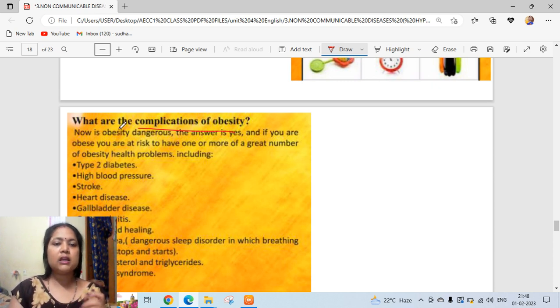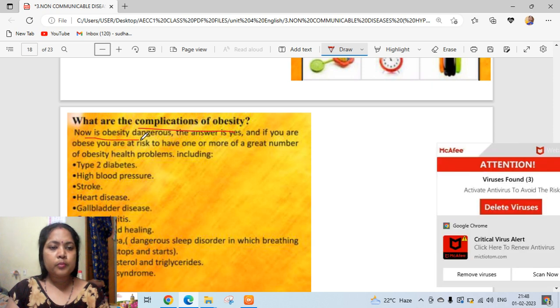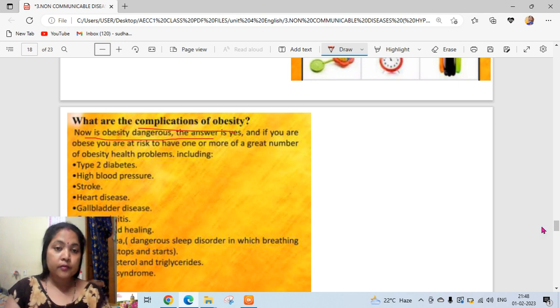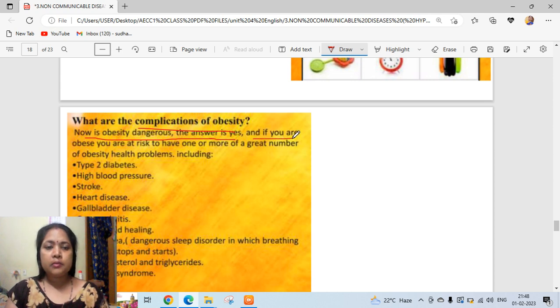Now let us discuss what are the complications of obesity. Now, is obesity very dangerous? If this question is asked to you, then the answer will be yes. And if you are obese, you are at risk of having one or more of a greater number of obesity health problems. What are the obesity health problems? Like type 2 diabetes.